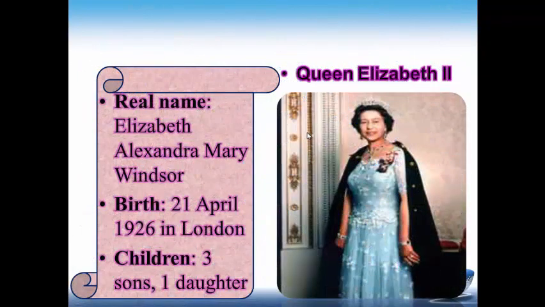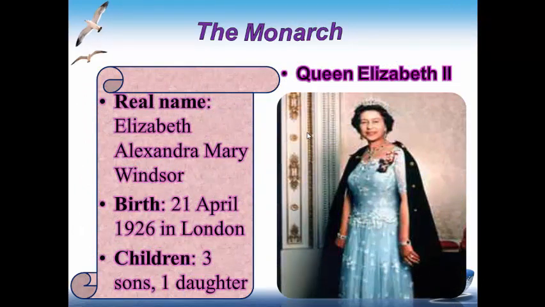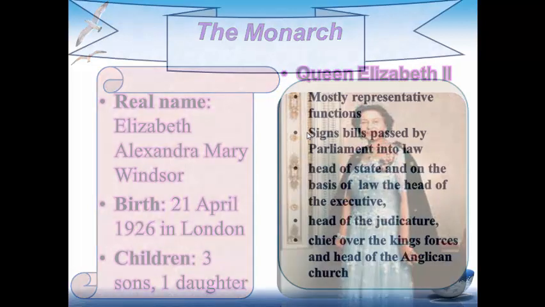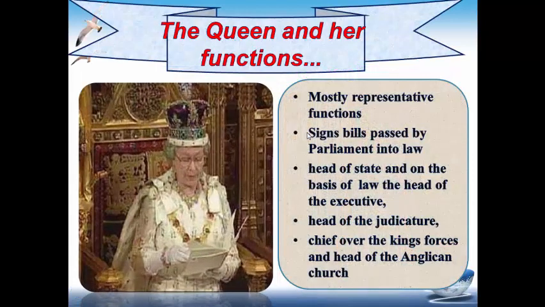And here is Queen Elizabeth II. She is the monarch. Her real name is Elizabeth Alexandra Mary Windsor. She was born in 1926 in London on the 21st of April. She has 4 children, 3 sons and 1 daughter. What is the function of the Queen?